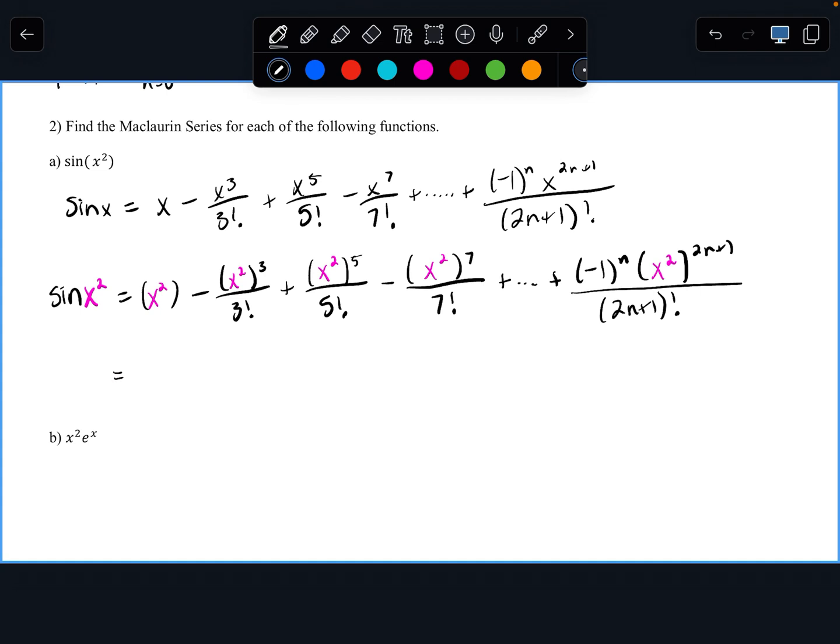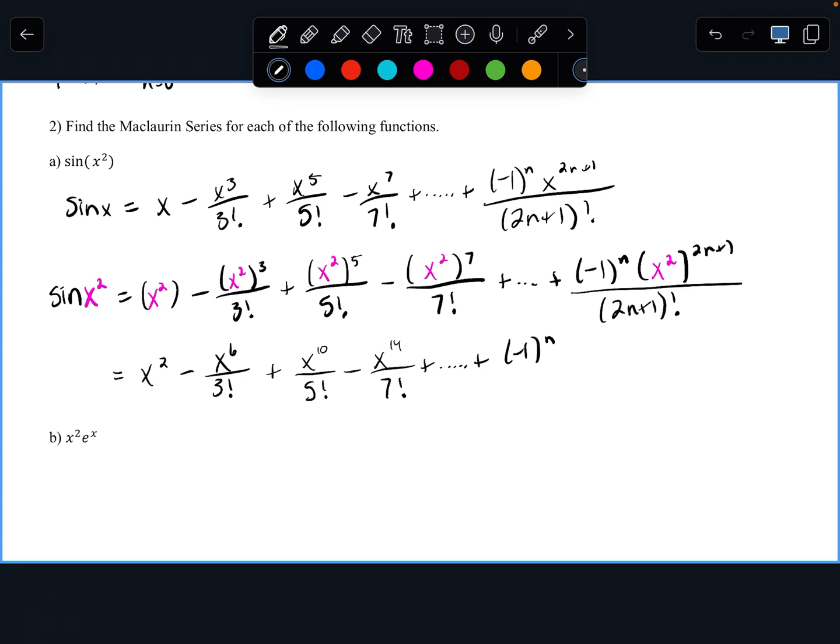Okay? So your series, if you simplified this hardcore thing, would be x squared minus, now do you add the 2 and the 3 or multiply them? There you go. x to the 6 over 3 factorial plus x to the 10th over 5 factorial minus x to the 14th over 7 factorial, blah, blah, blah.